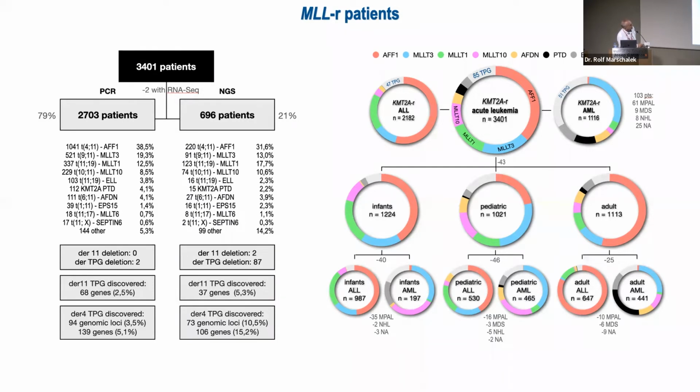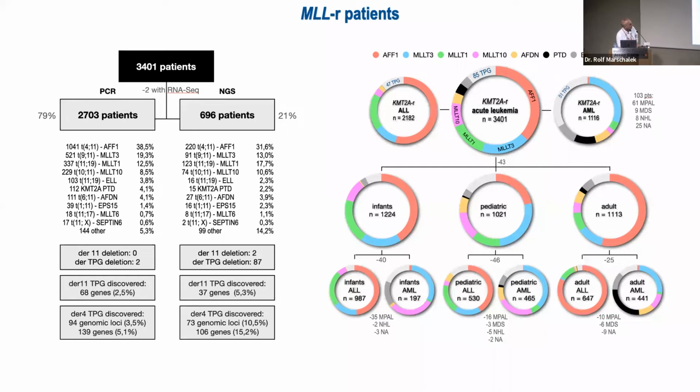And this is the situation. You see the major fusion partners here on top: AF4, this is AF9, this is ENL, AF10, AF6. These are the most frequent fusion partners. And you see that in all these leukemias, we get mostly AF4 fusions, followed by AF9, ENL, AF10, and AF6. And this is for sure different in ALL and AML, because in AML you see more AF9 cases, and you see more AF4 cases in ALL patients.